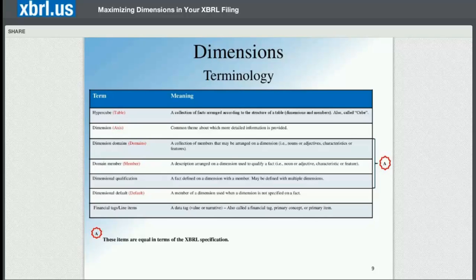So a hypercube and a table are synonyms. They can be used interchangeably. You're probably more familiar with table. Also know that a table is an abstract element. An abstract does not tag data. It is used for organizational purposes.